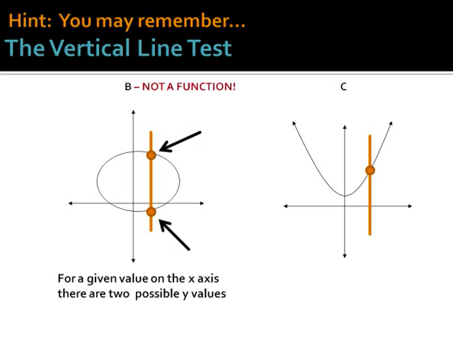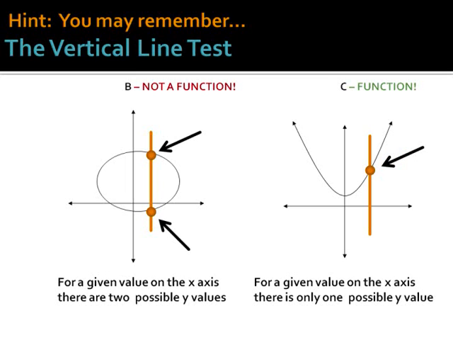So B is not a function because it hits it in two places. That vertical line hits the function in two places. For a given value of x, there are two possible y values. But C, as I drag the line across, it only ever hits one y value, so it is a function. For a given value on the x-axis, there is only one possible y value.